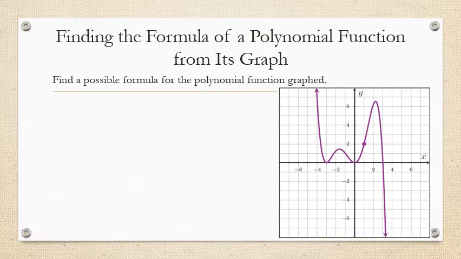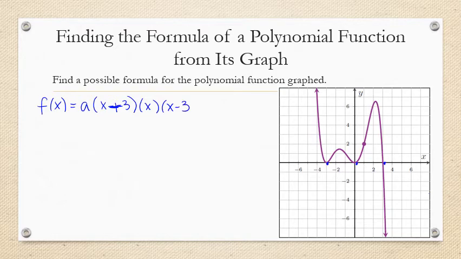Let's look at another example. Find a possible formula for the polynomial function graph. We'll start with f of x equals a times each different factor, and those factors come from the zeros. Our first zero is at negative 3. That means this polynomial is going to have a factor of x minus a negative 3, which is the same thing as x plus 3. We also have a 0 at 0, so that's just going to be x minus 0, which is just x. And we have 1 at positive 3.